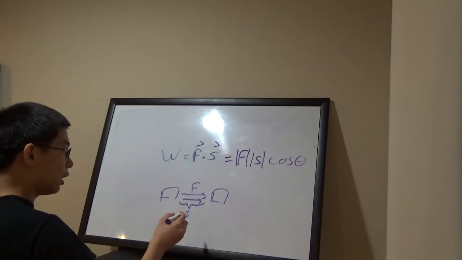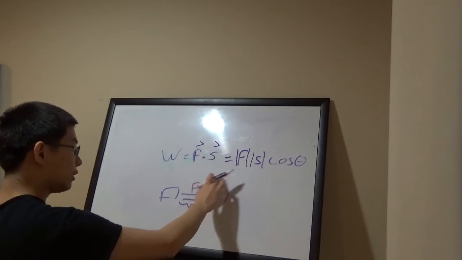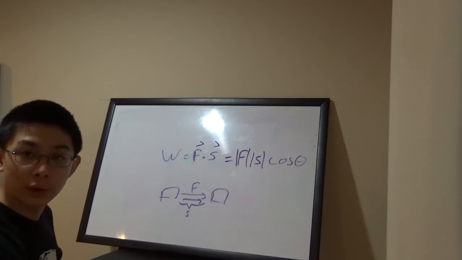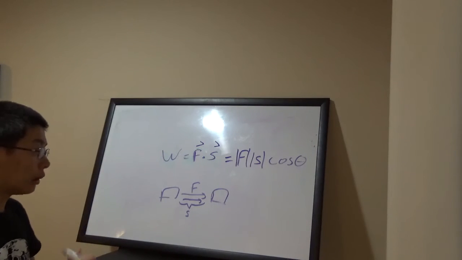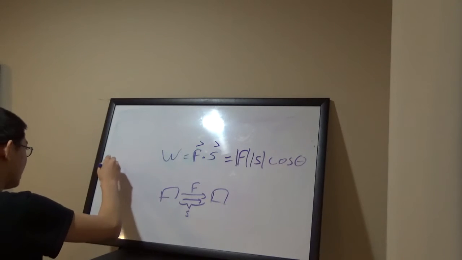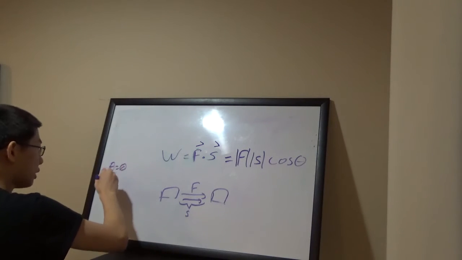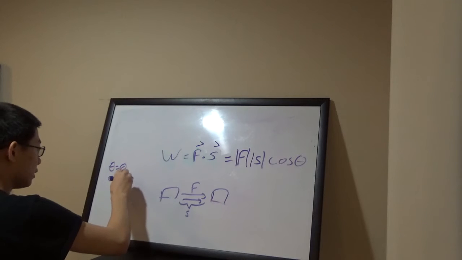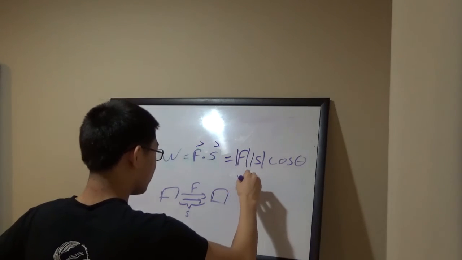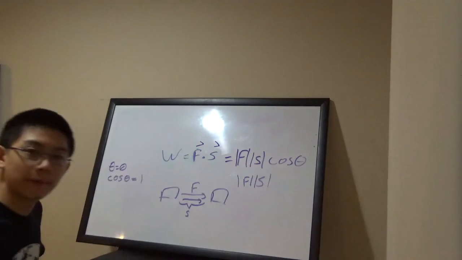Well, our work is just the magnitude of F times the magnitude of s times the cosine of theta. What is the angle between them if they're moving in the same direction? Well, that's 0. So one thing we know is that when theta is equal to 0, cosine theta is equal to 1. So this simply becomes F dotted with s.